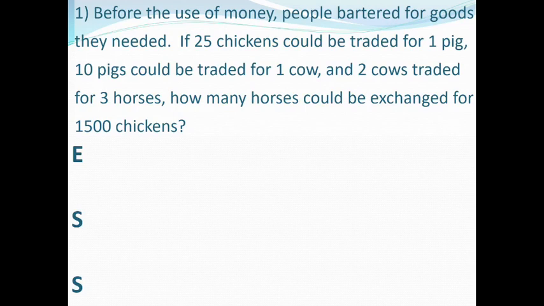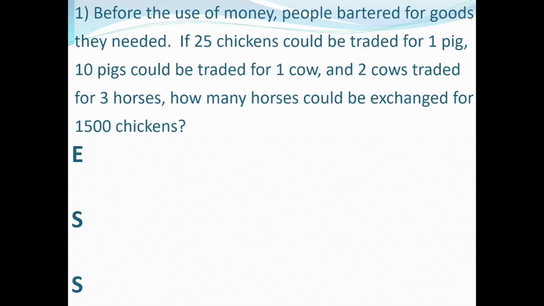But the real thing I'm trying to teach you here isn't how many horses I could exchange for 1,500 chickens. It's how to get to an answer like that when all you've got are some random equations and facts thrown at you. So let's go ahead and work this first word problem, dimensional analysis problem out together.